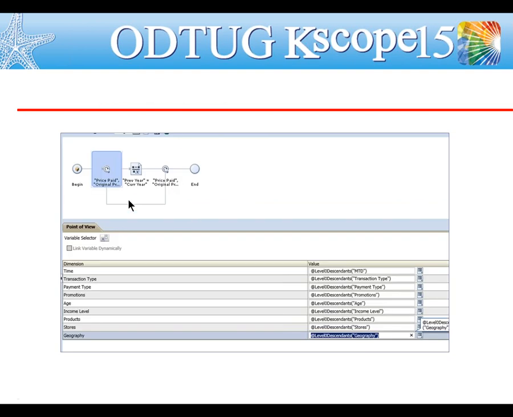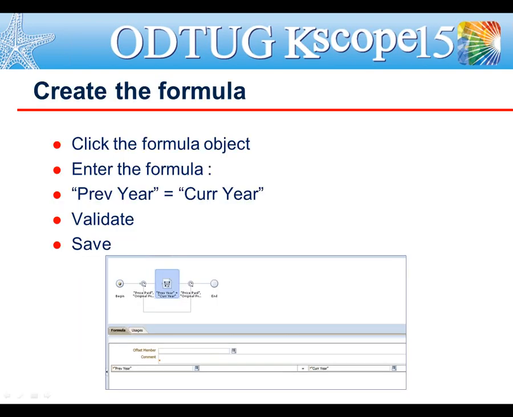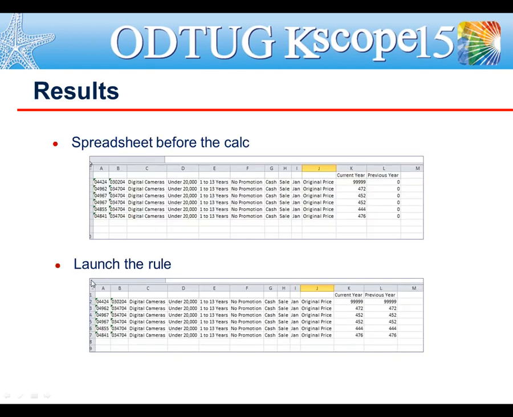I'm going to use a calculation that's previous year equals current year. So all I'm doing is copying last year's data to this year. So here's what the formula will look like within my formula block. I'm just going to choose previous year equals current year, and that's all I need to do to create an ASO calc using Calc Manager.